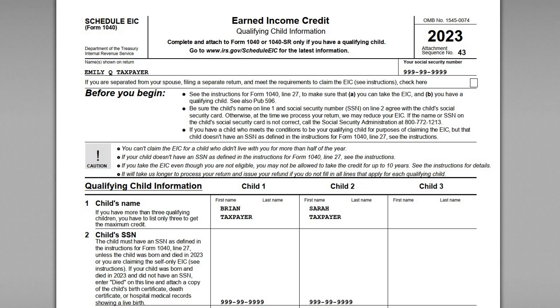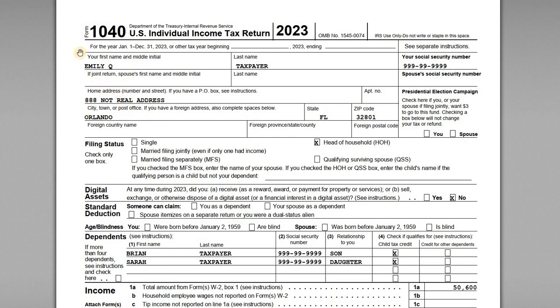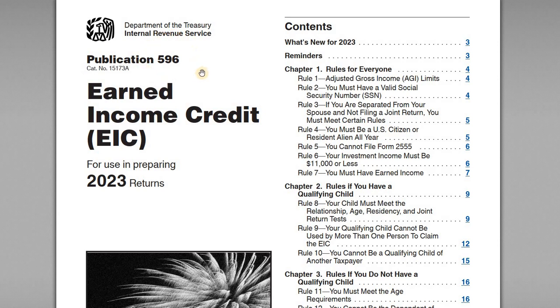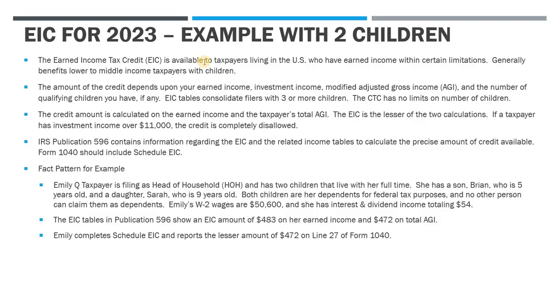So we've got the full 1040 here for her, so we'll go through all of these pieces, and then we do have the IRS publication 596 for the earned income credit. And this is important because we'll need it to reference the tables. And then lastly, just one slide covering some background on the EIC and then the fact pattern that we're going to be looking at here.